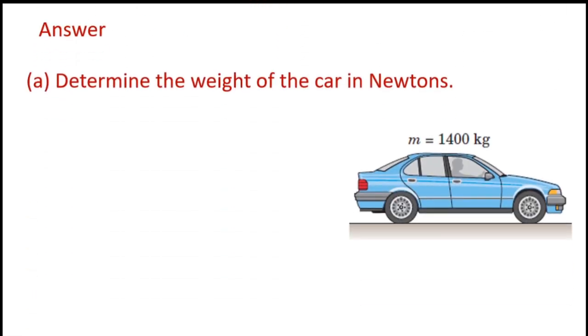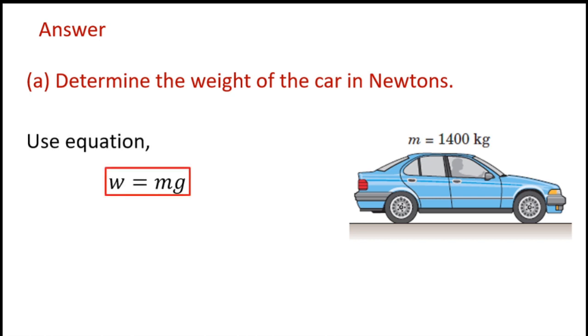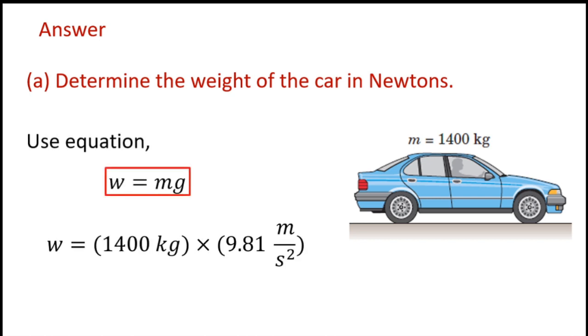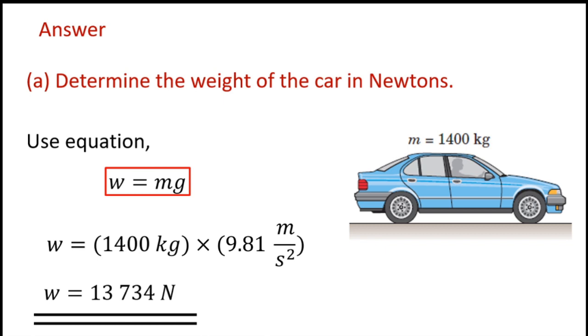Part A. Determine the weight of the car in newtons. In order to solve this, use the equation W equals M times G. M is equal to 1400 kilograms. G is equal to 9.81 meters over s to the power 2. So the final answer is W equal to 13,734 newtons.